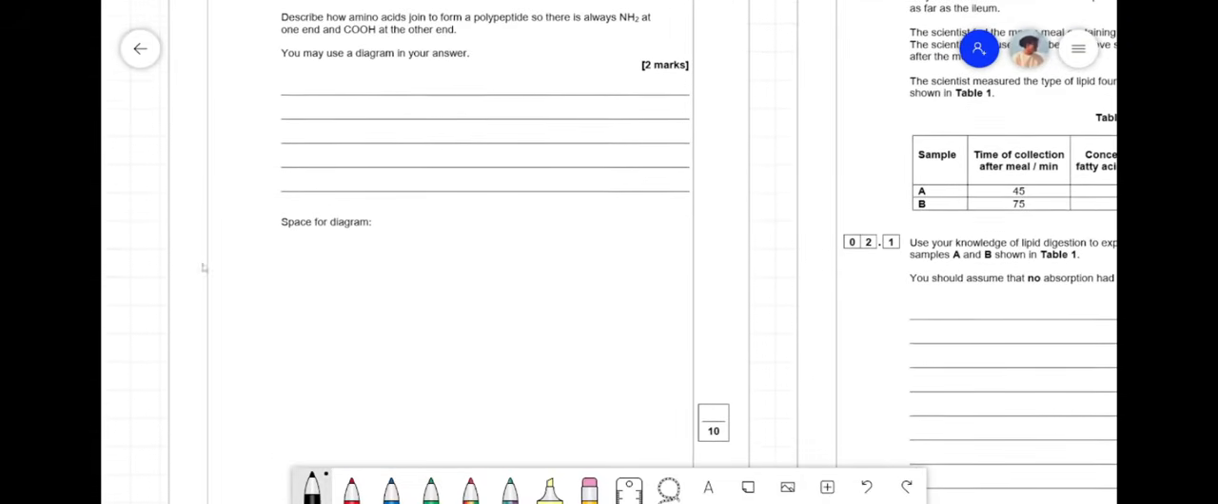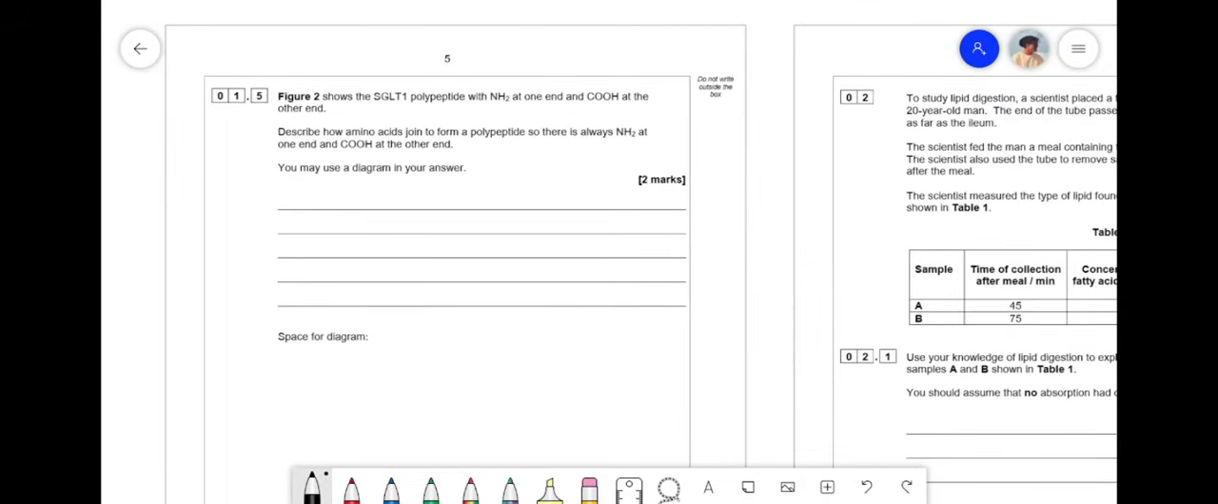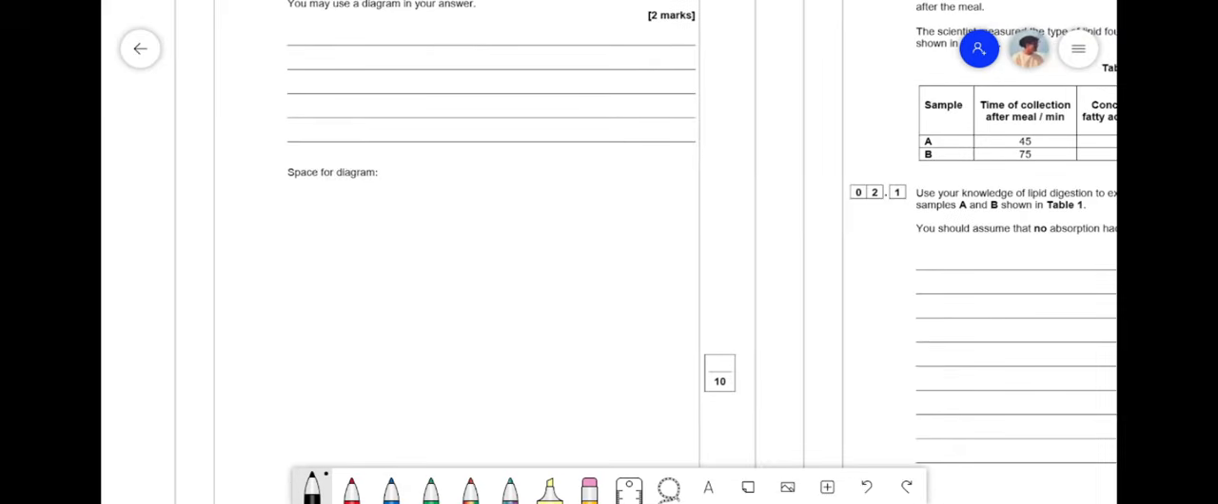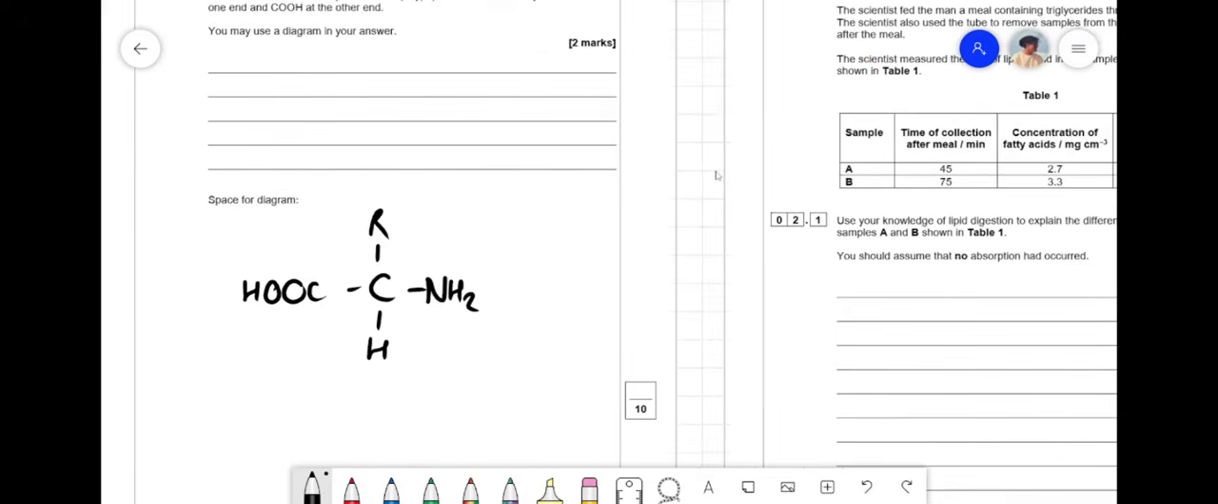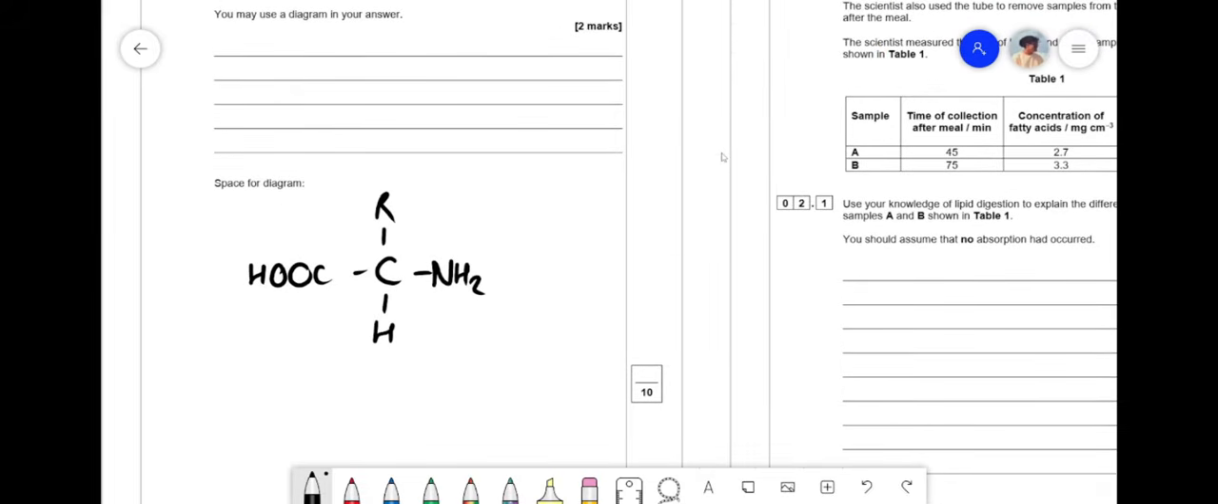Right, fine. So figure 2 shows the SGLT1 polypeptide with NH2 at one end and COOH at the other end. Okay, right. So the general structure of an amino acid is you've got a hydrogen here, a carbon here, an NH2 here, and then an HOOC here, and then a variable R group. That changes depending on what amino acid you have. So you need to basically demonstrate how these join together every single time, so that there's always a COOH on one end and an NH2 on the other.